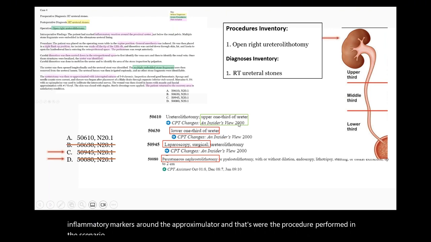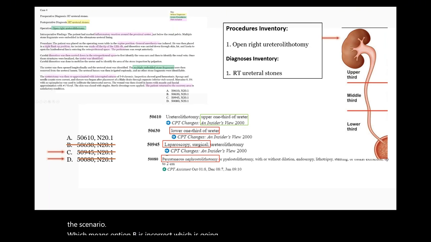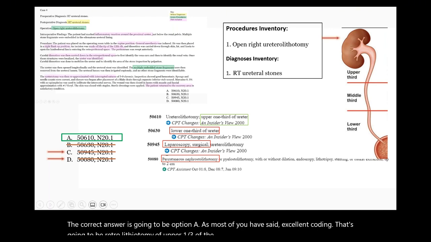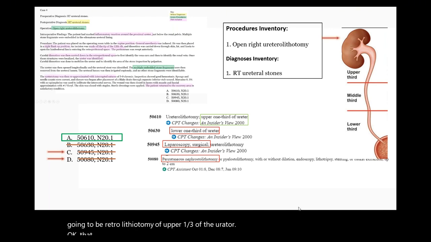Which means option B is incorrect, which is calling for the retrolithotomy of lower one-third of the ureter. The correct answer is going to be option A, as most of you have said, axial encoding. That's going to be retrolithotomy of upper one-third of the ureter. Okay, that was a little bit tricky scenario.